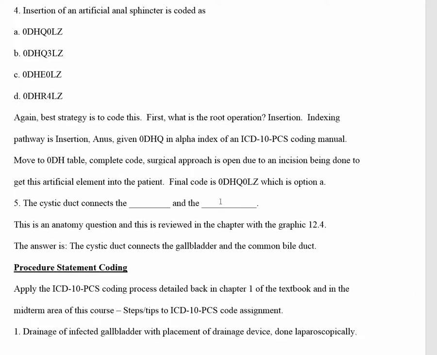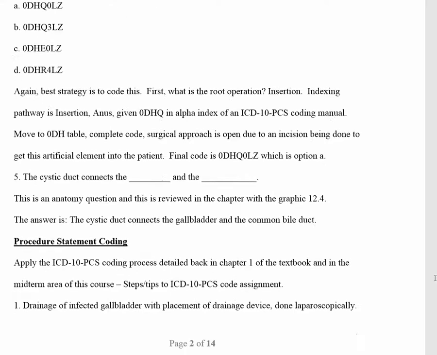Number 5 is also fill in the blank. It states the cystic duct connects the blank and the blank. This is an anatomy question referring back to chapter 12. There's also a graphical picture in 12.4. You could also know this already from your anatomical knowledge. You could also look it up in a medical dictionary or some other type of anatomy reference. The missing blanks are gallbladder and common bile duct. So the statement correctly would read, the cystic duct connects the gallbladder and the common bile duct.